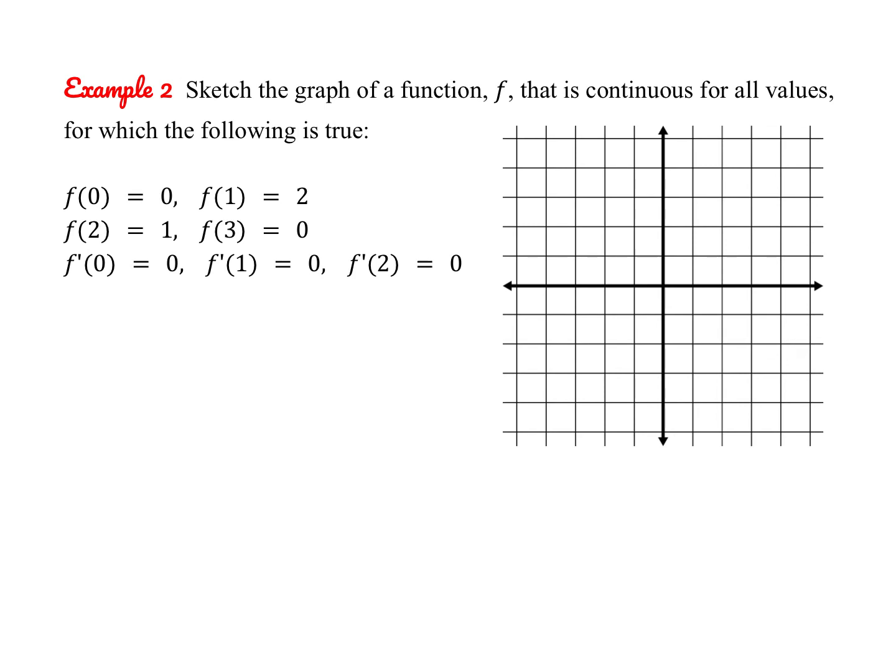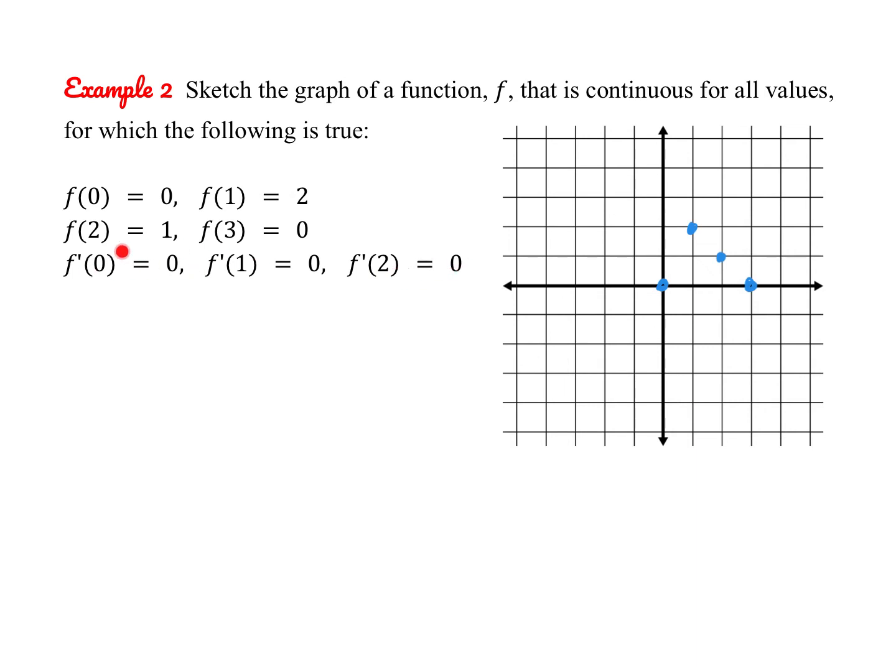All right, so we're going to try another one together. We're going to try to sketch a graph of a function f that is continuous for all values and has the following characteristics. So first it says that f of 0 is 0, so we could just plot that point. It tells us that f of 1 is 2, f of 2 is 1, and f of 3 is 0. And then we're told a couple of extra things about the derivative. We are told that f prime of 0 is 0, f prime of 1 is 0, and f prime of 2 is 0.